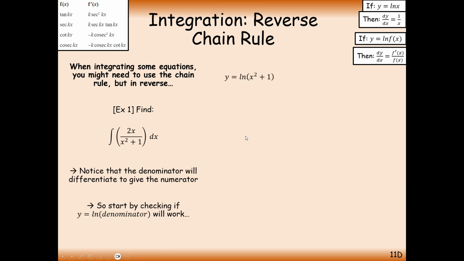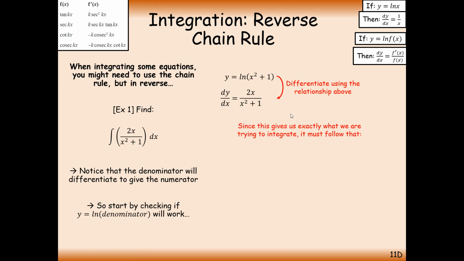We don't have to make any adjustments because the derivative of log of x squared plus 1 is 2x over x squared plus 1. Therefore, all we have to do is write the answer there with an absolute sign and the plus c at the end.